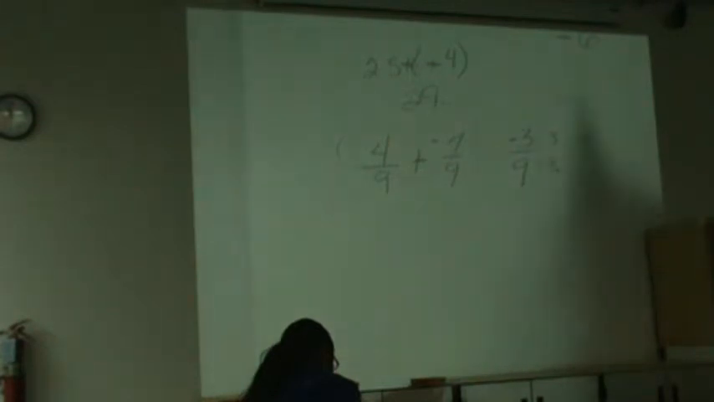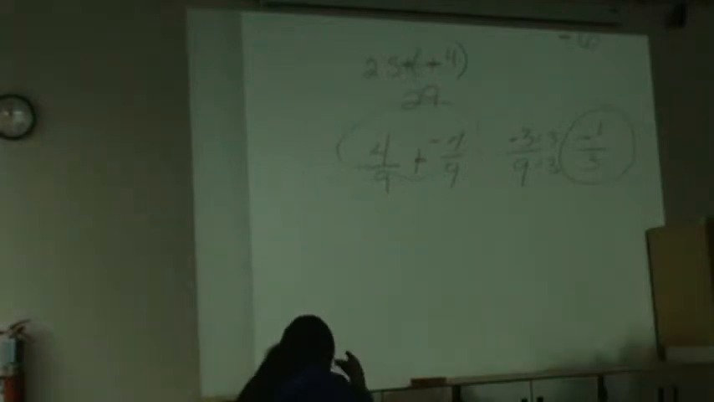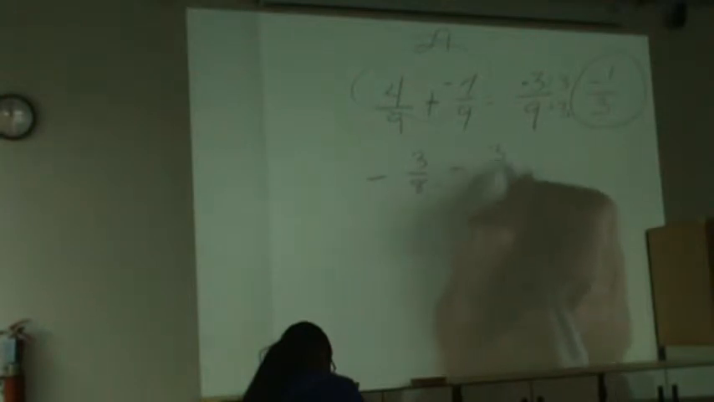Answer still negative. 3 divided by 3 is 1. 9 divided by 3 is 3. Okay, let's do one where you don't have a common denominator. Let's say negative 3/8 minus 3/4.